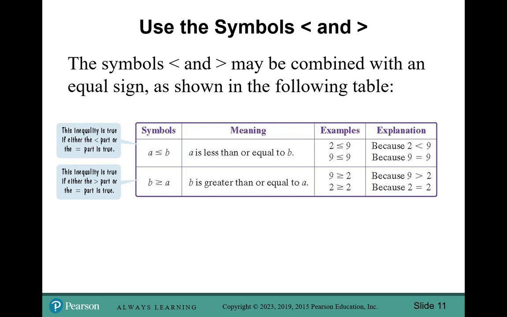We can also do it with the greater than or equal to. The inequality is true if either the greater than part is true or the equal to part is true. B is greater than or equal to A. 9 is greater than or equal to 2. This is true because 9 is greater than 2. And 2 is greater than or equal to 2 because 2 equals 2. So the equal to part is true there.